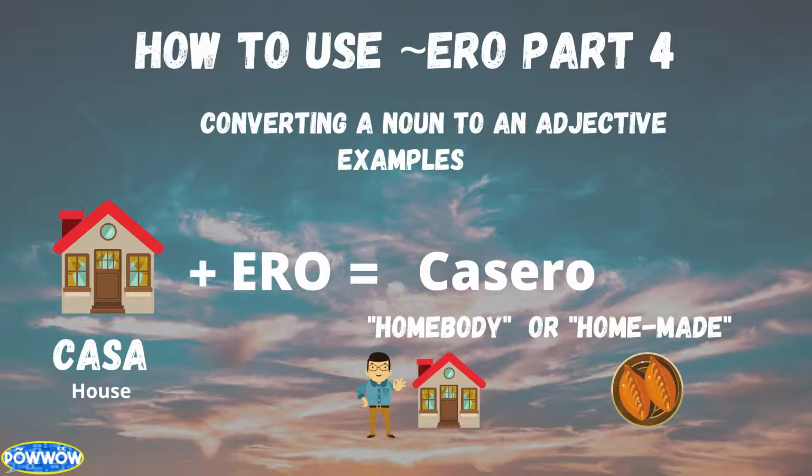Now, this is a form of being able to use this noun to make an adjective. And all you had to do was add ero. So you have casa plus ero equals casero. And remember, you chop off the last vowel because you have to get the stem. So the stem here, we have C-A-S, and then you chop off that A here, and you have C-A-S, cas, and that's your stem, plus ero. And then you put that together, casero. So that could mean homebody or homemade. Let's continue.